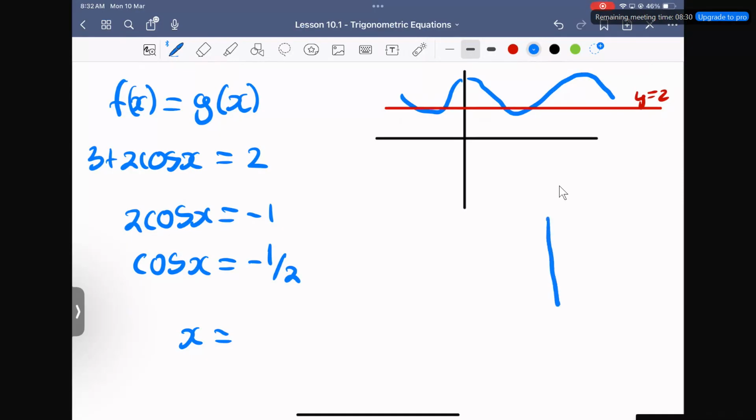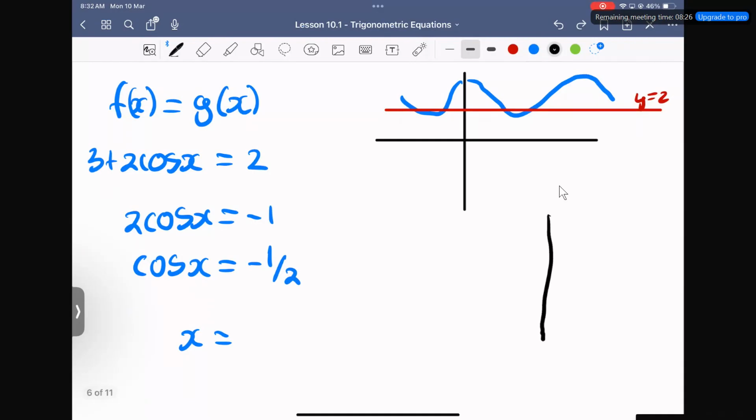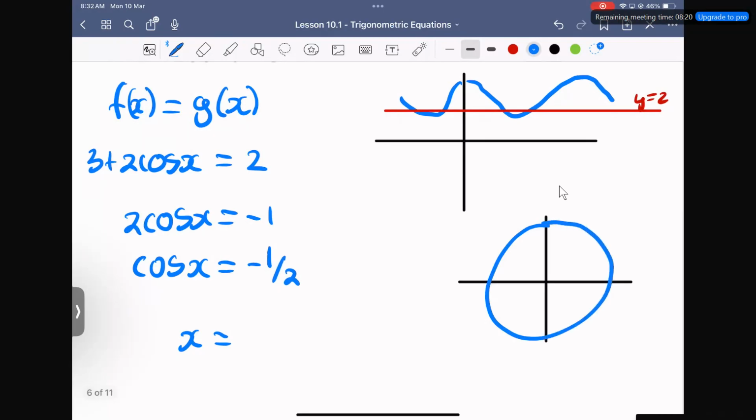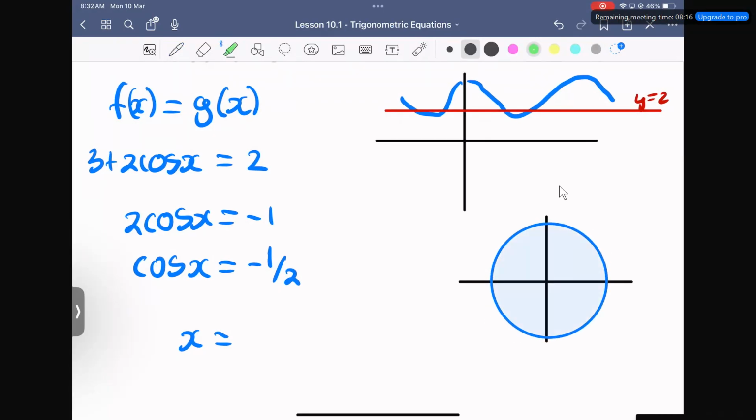So, not quite. If we think about our unit circle here, we are going to want the cosine of x to be minus a half. That means we need an angle over here. So this is x is equal to minus a half.